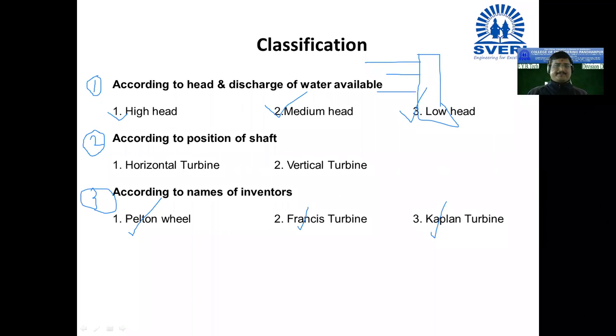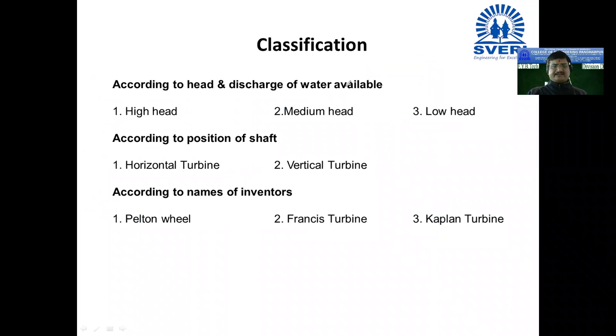Have you understood it? Yes, sir. So turbines are mainly classified in 3 categories. One, based on head and discharge of water available. Second, according to position of the shaft. And third, according to name of the inventors. So I request you, without wasting much time, to copy it down in your notebook immediately. I will clear the markings and you will have to write this classification in your notebook. Do it fast.